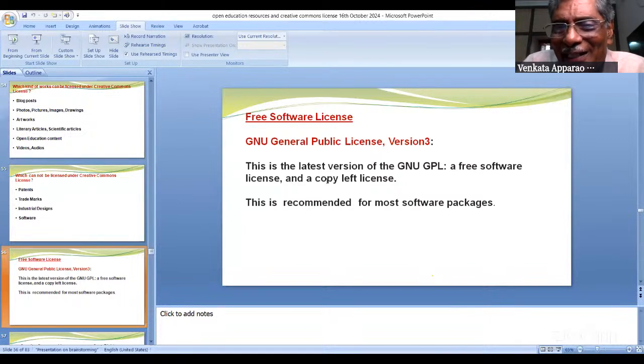Copyleft means exactly opposite to copyright. That means anybody can make use of that software. Simply they acknowledge you, that is enough. That is the meaning of copyleft. Copyright means in order to make use of it, you have to pay to the author, to the creator of that software. This is recommended for most software packages. GNU General Public License.